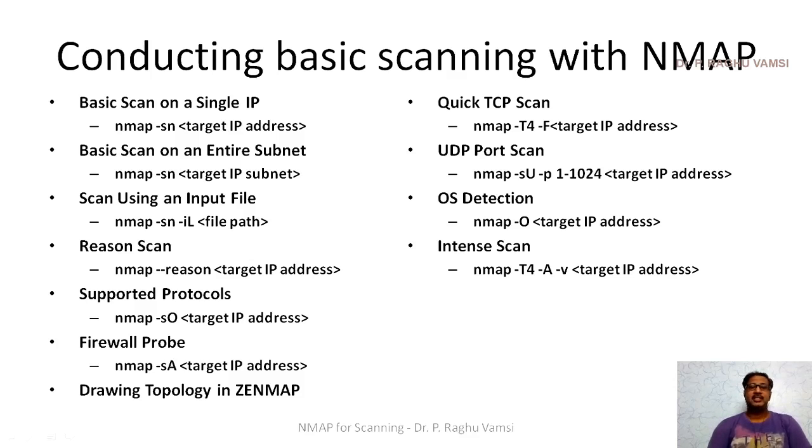Next is to scan the entire subnet. Since I am using the 192.168.1.1/24 network, in which Metasploitable 3, Vulnerable OS, Kali Linux, and Windows 7 operating systems were included, that is the reason I may use nmap -sn. The target subnet is 192.168.1.1/24. So all IP addresses which are active, that is, which corresponding operating systems are live, the details will be displayed using the basic scan on the entire subnet.